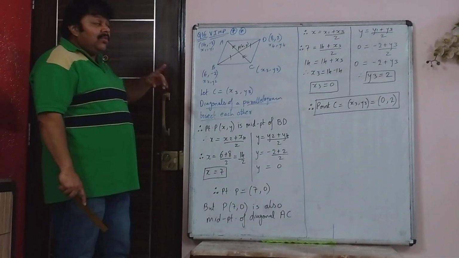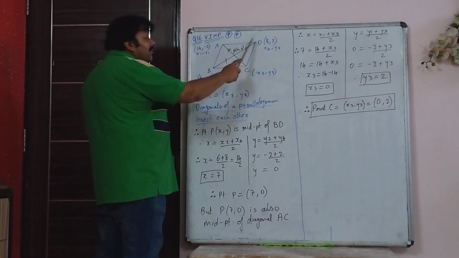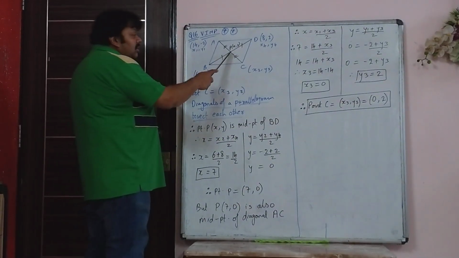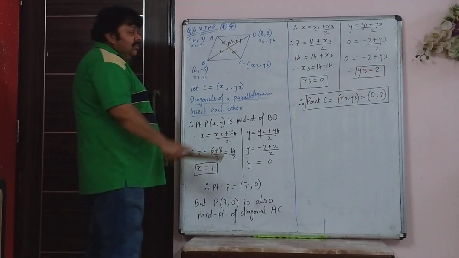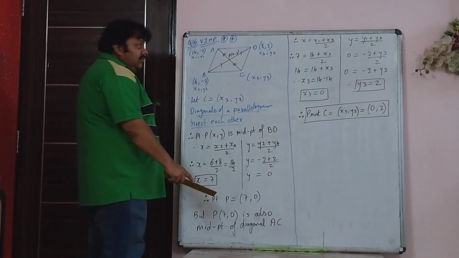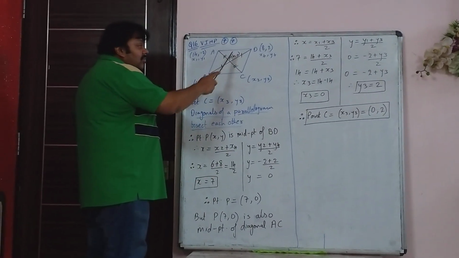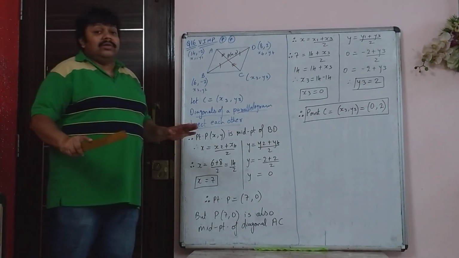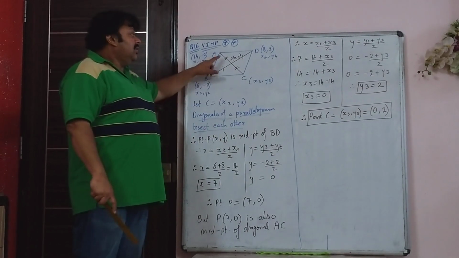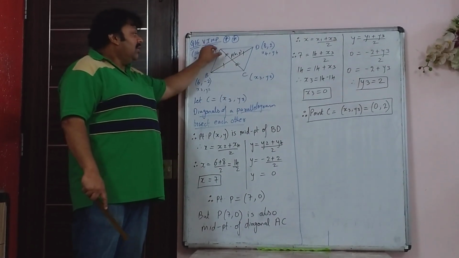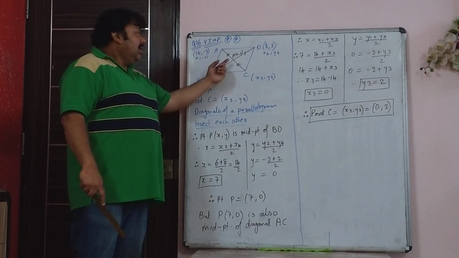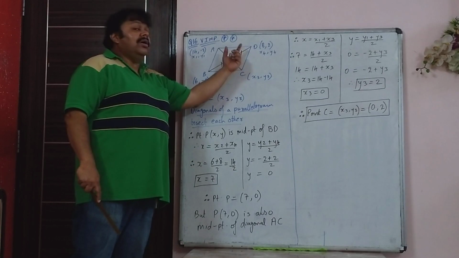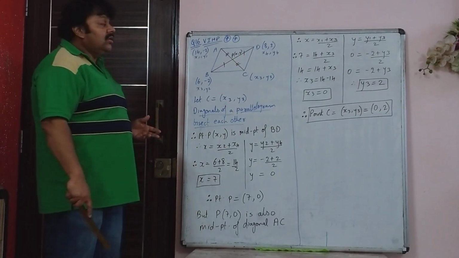So remember the property that the diagonals of a parallelogram bisect each other. That means P(x, y) is the midpoint of diagonal AC and P(x, y) is also the midpoint of diagonal BD. No one said that the two diagonals are equal. All that is told is P is the midpoint of AC, so AP and PC are the same, and P is the midpoint of BD, so BP and DP are the same. They are equal in length.